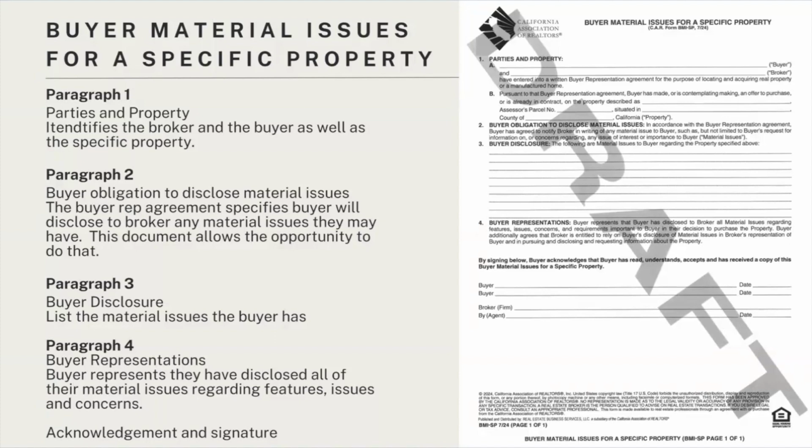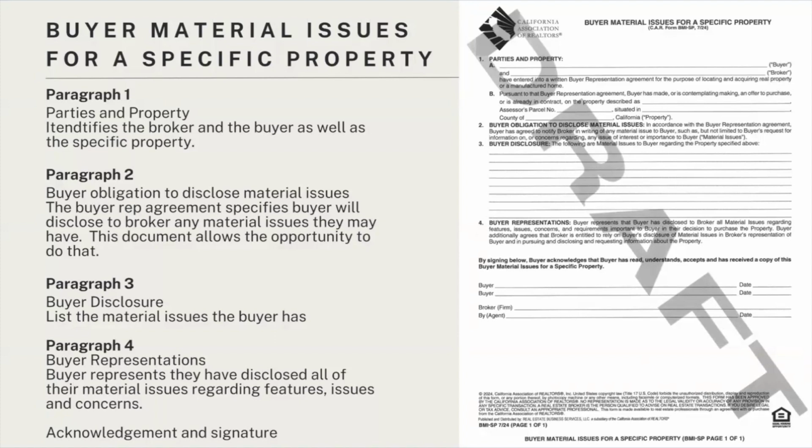Paragraph 2, the buyer's obligation to disclose material issues so that you have all the information so that you can help them. The buyer rep agreement specifies the buyer will disclose to the broker any material issues that they may have. This document allows the opportunity to do that. The buyer disclosure is paragraph 3, so there's some lines that they can specify what those concerns are. So you list the material issues that the buyer has.